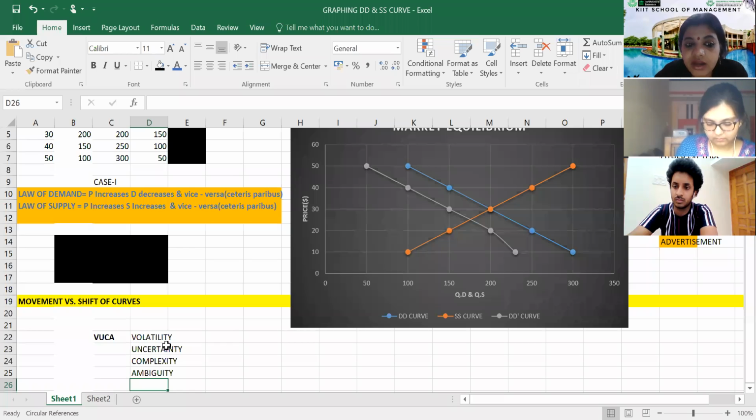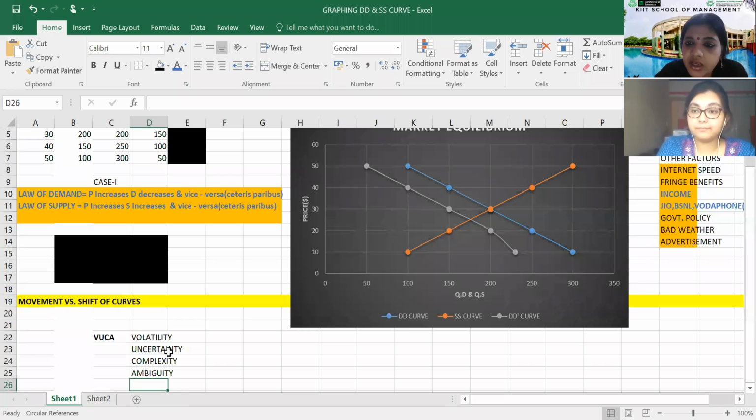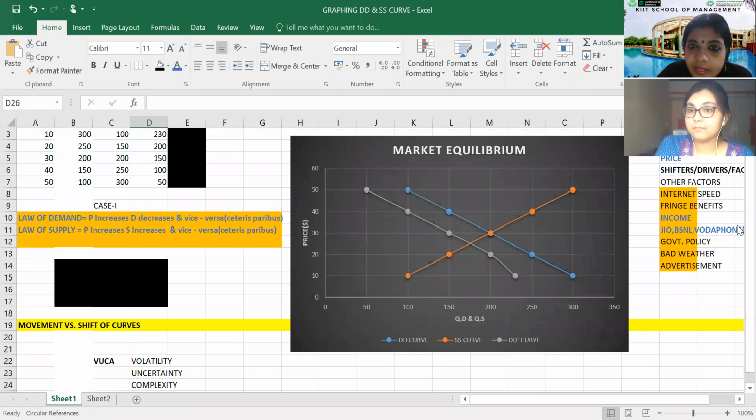There is a lot of volatility. Nothing is stable in the market. There is a high degree of uncertainty in the market. Things are very, very complex and ambiguous, full of confusion, because you don't know where the market is heading. So this is what change is, this is dynamism.